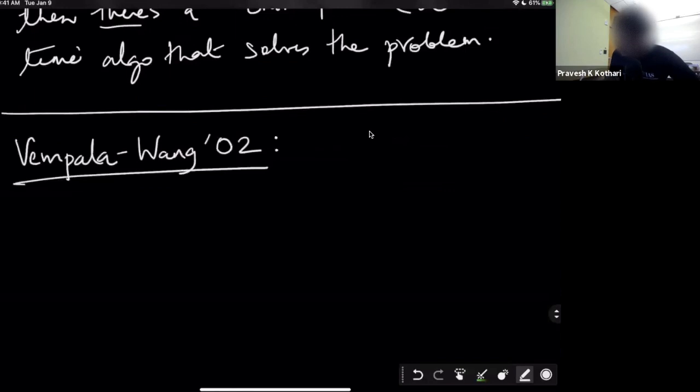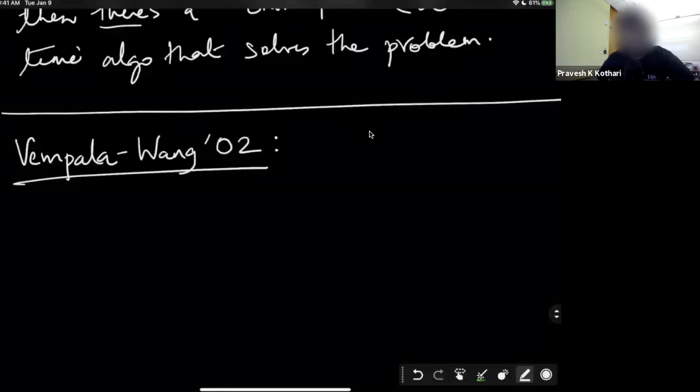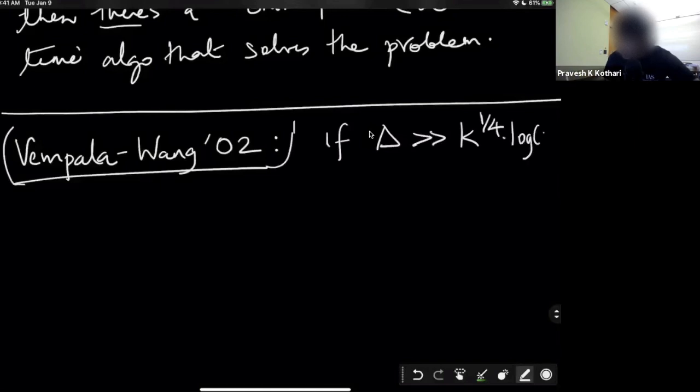I'll just tell you that there are a large number of works that try to solve this problem. For whatever reason, it's very interesting to both statisticians and computer scientists. There were a number of papers trying to solve this problem with smaller and smaller delta. There was a long sequence of works in this line that culminated in this paper of Santosh Vempala and Wang from 2002, which shows that if capital delta is much bigger than k to the 1/4, I think the paper requires logarithmic factors in the dimension, but let's not worry too much about them, then there is a polynomial time algorithm.